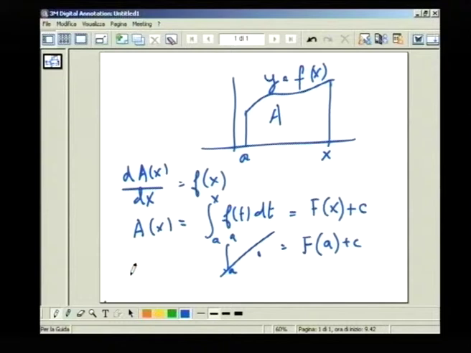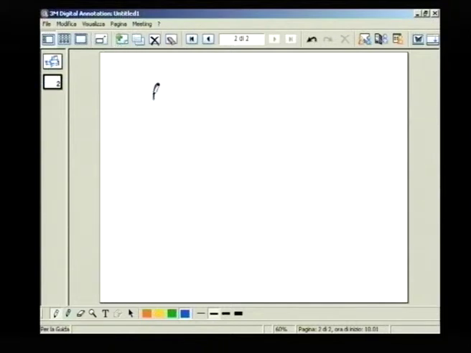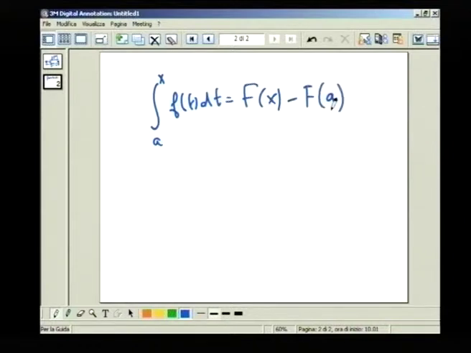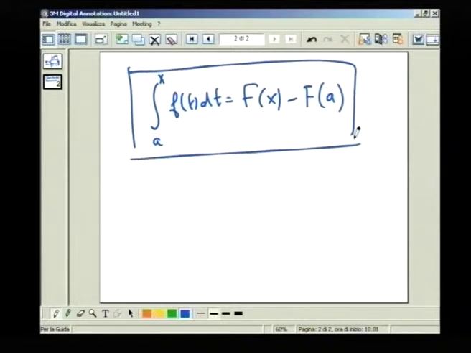In other words, we arrived at the fundamental theorem: the integral from a to x of f of t dt becomes equal to capital F of x, where F is the antiderivative of small f, minus F of a. And this is the theorem of Newton and Leibniz, which I said made a contribution, really the breakthrough in calculus, because before that integration was a very tedious exercise.